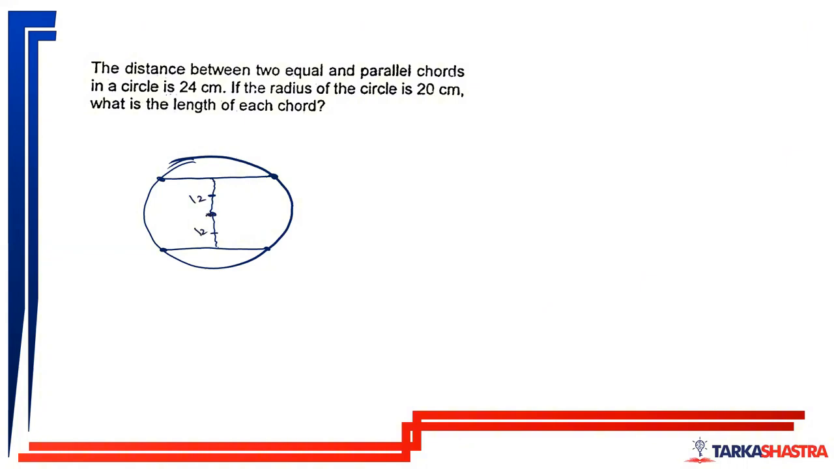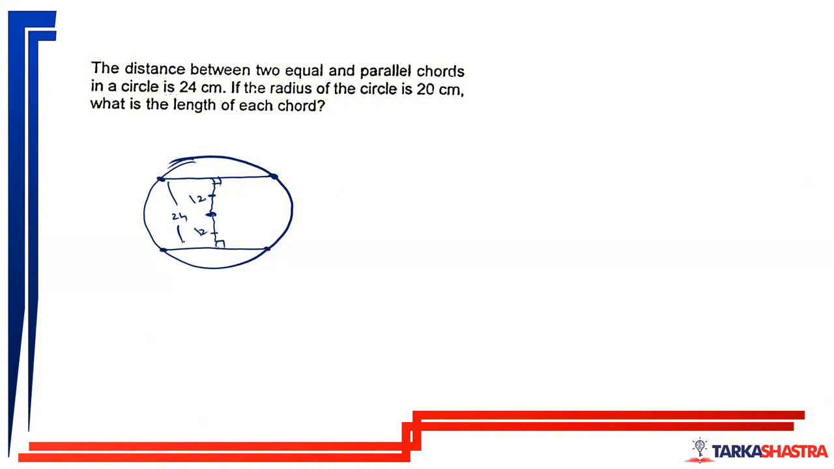What I have done is, from the center of the circle, I have drawn a perpendicular to the chord. These two are parallel chords, so this total distance is 24. But we know that equal chords are equidistant from the center. This is a property. So this will be 12, this will be 12.